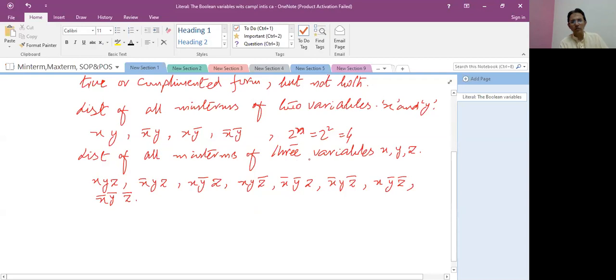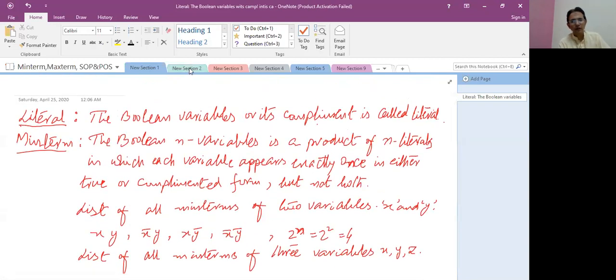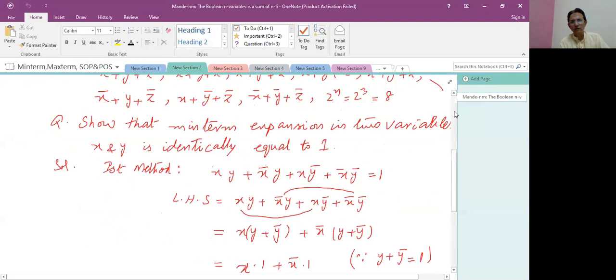The list of all minterms of three variables x, y, z. Then we consider the variables x, y, z: xyz, x complement y z, x y complement z, x y z complement. X and y both are complemented with z. X and z both are complemented with y. Y and z both are complemented with x. And all variables x, y, z are complemented. So this is the list of minterms in two variables and three variables. Now we will discuss the next point.